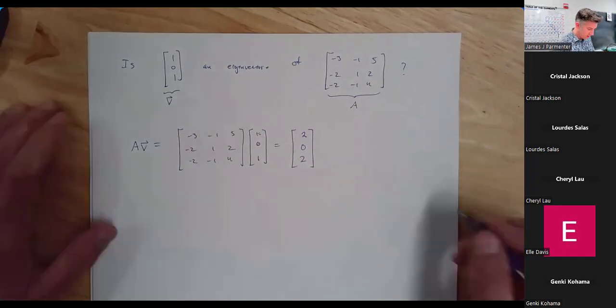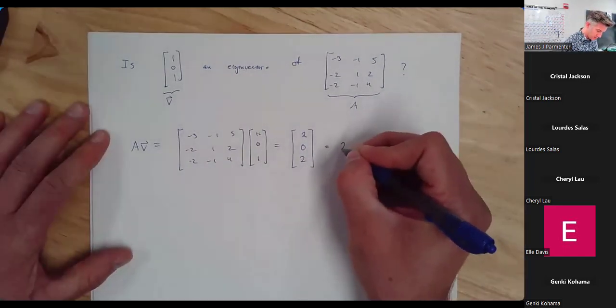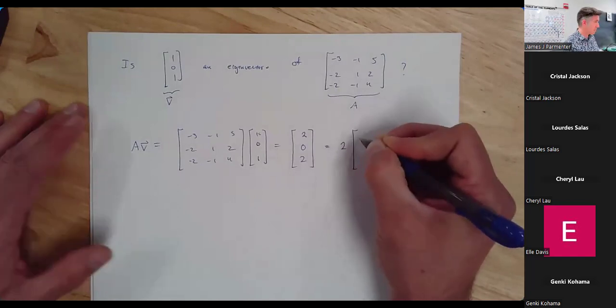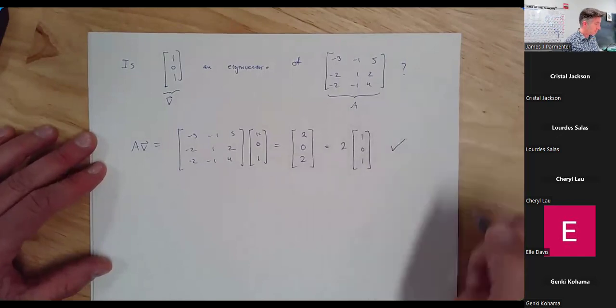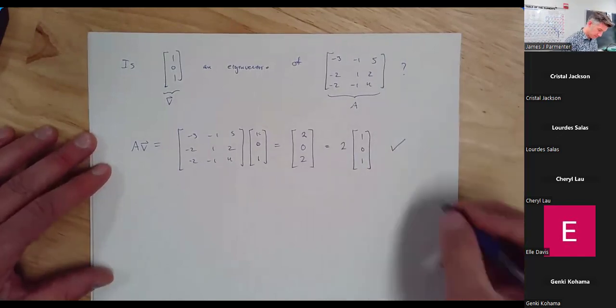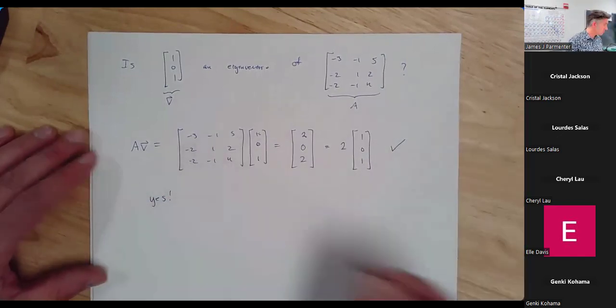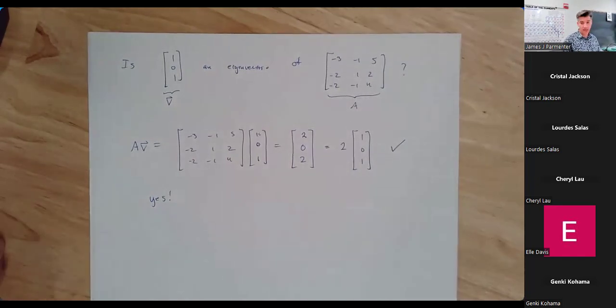Why is it an eigenvector? Because it's exactly equal to 2 times, or some number times, the original vector. So yes, it is. If your matrix times whatever the supposed eigenvector is equal to a multiple of that eigenvector, it could even be 0 times the eigenvector. 0 can be an eigenvalue, then it's an eigenvector. So yeah, V is an eigenvector.